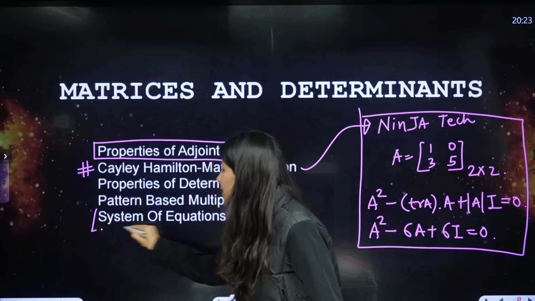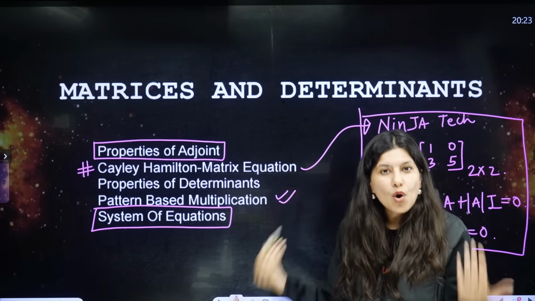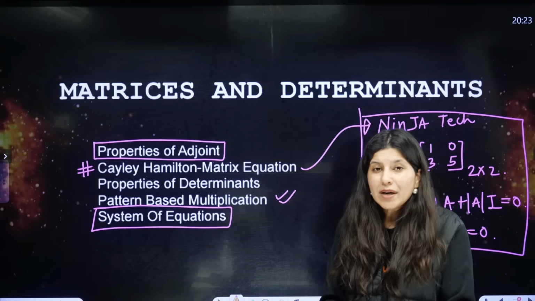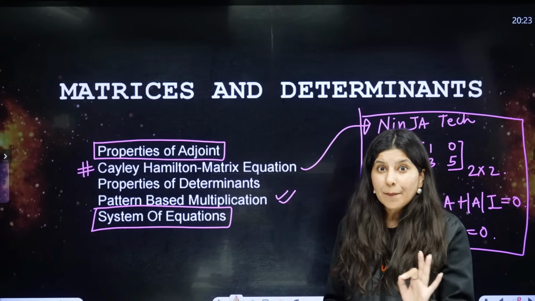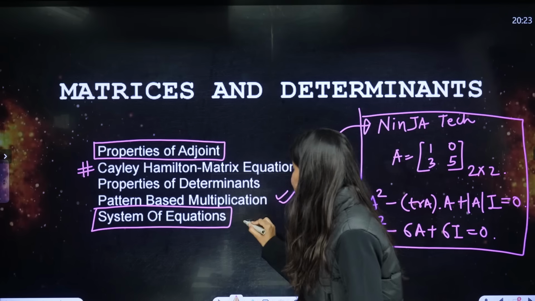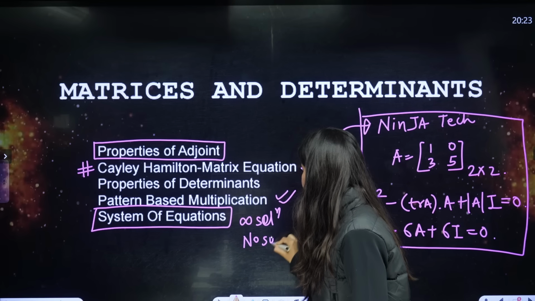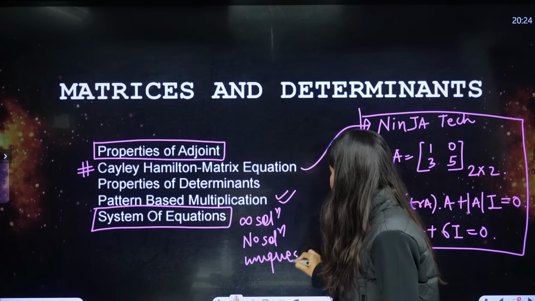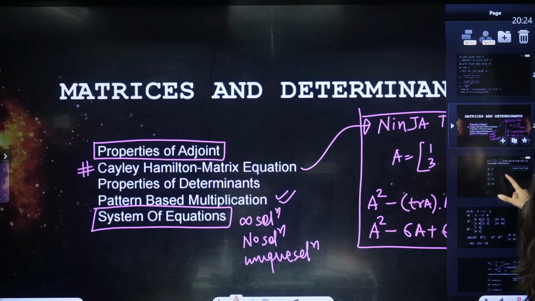System of equations, do you remember Cramer's rule? That is something which was important, and is still important. I have told you multiple times that this is a topic which JEE Main is not going to skip at all. Okay, so this is infinite solution, no solution, and unique solution. Make sure you are solving a couple of problems on this.